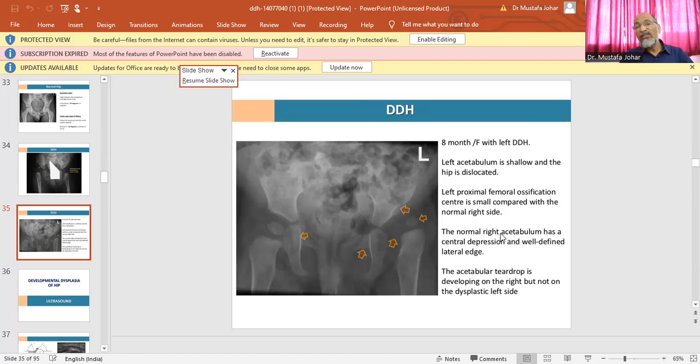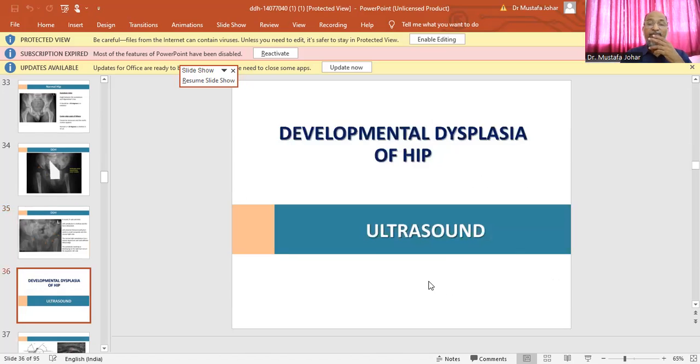The normal right side acetabulum has a central depression and a well-defined lateral edge, as compared to the left side, which does not have a well-defined edge of the acetabulum. The acetabular teardrop, this is a teardrop, is developing on the right side, but not on the dysplastic left side.